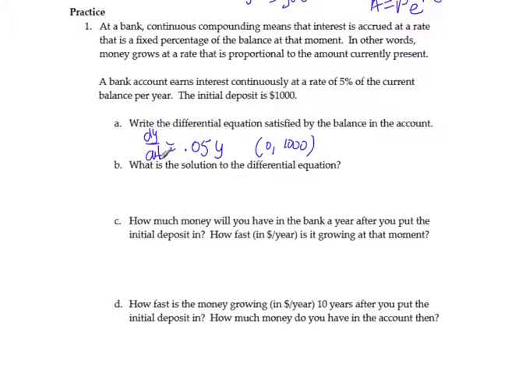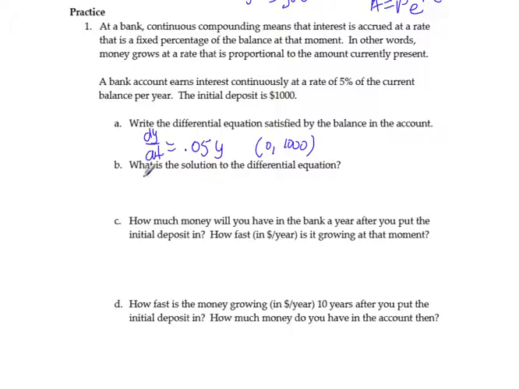So here's my differential equation. It looks like just what we were working with above. dy/dt equals ky, only now I have meaning of this k, right? It's always growing 5% of how much money I have in the account at the moment. And this is my differential equation.